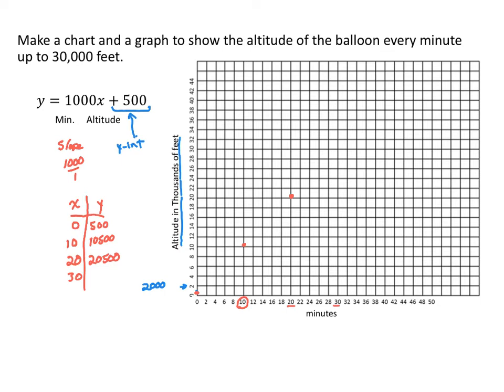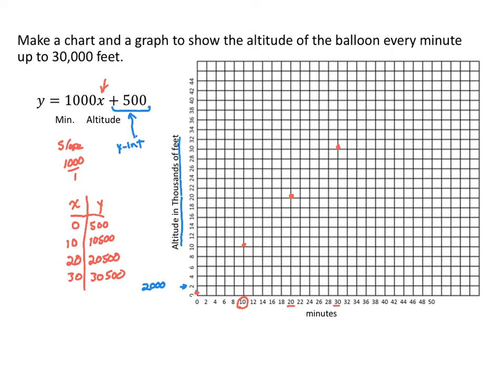30 times 1,000. I'm actually plugging my 30 in right here, in case you were wondering where all these numbers are coming from. 30 times 1,000 is 30,000 plus 500 would be 30,500. So let's go up here to find 30,500, which would be about right there. And there's our line. I'm going to try my best to draw a nice straight line here.